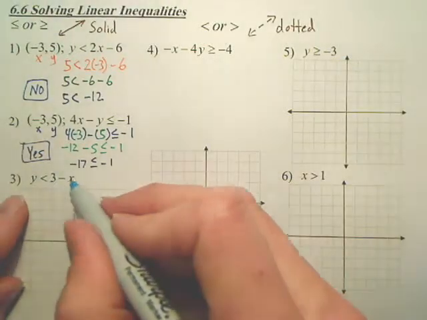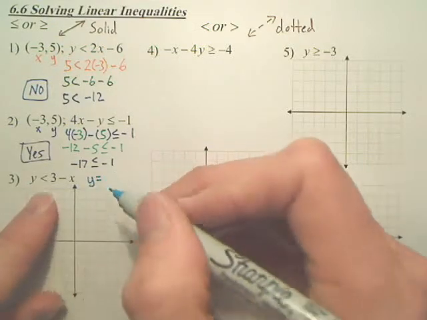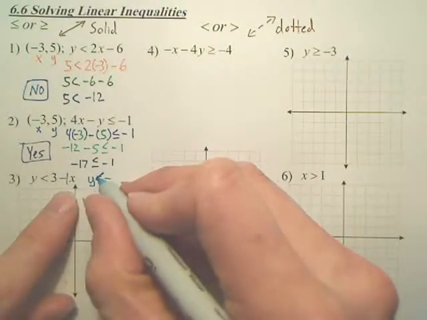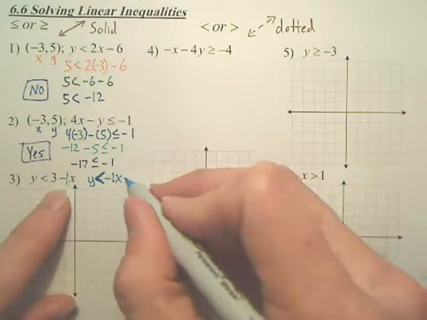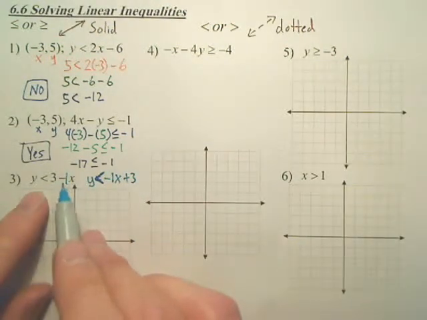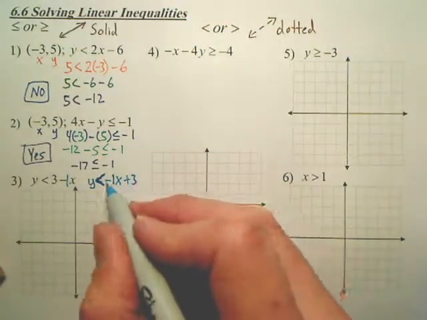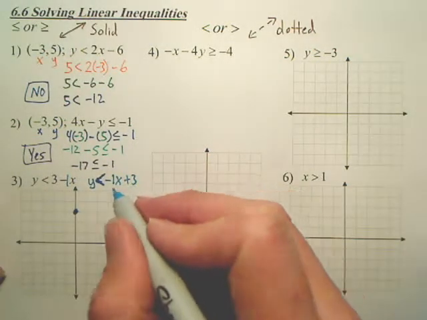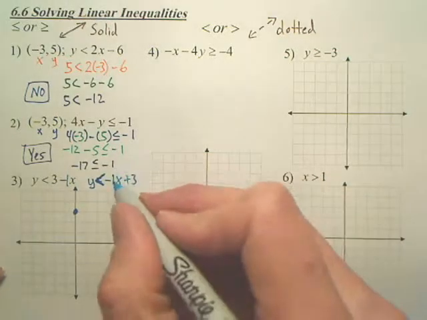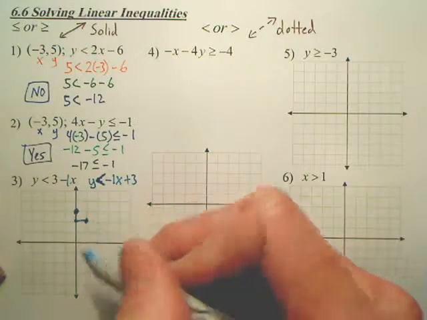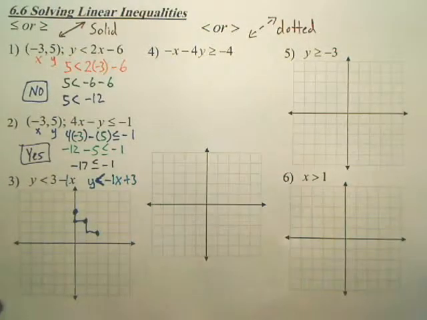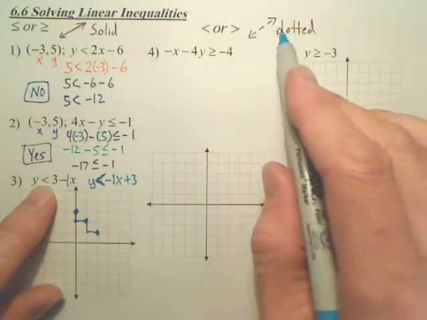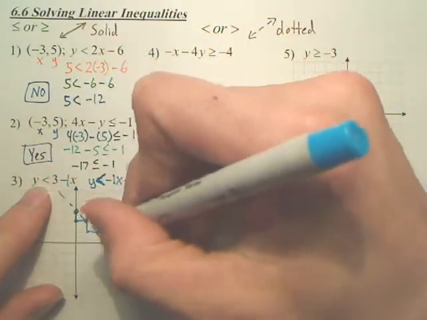Number 3, I'm going to graph this. Some of you might want to rewrite this as -1x plus 3, so you can see your m and b better. What are we going to begin at? 3 on the y-axis. Where are we going to move? This -1 means we're going to go down 1 and over 1, and keep going down 1 over 1. Now, here's the difference. Is this a less than or less than or equal to? Less than. So what kind of line will it be? Dotted. Something new you have to worry about.